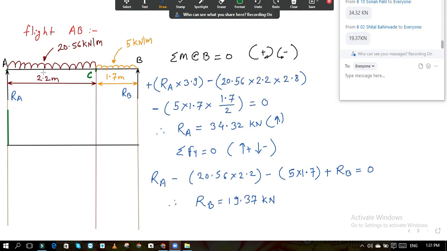So now in between A to C, there is a UDL. So there is a rectangular load, which is moving up or down? It is moving down. So it is minus. Okay, and convert that UDL into the point load. So 20.56 into 2.2. What is the answer?